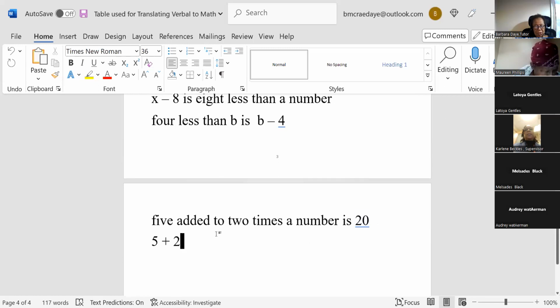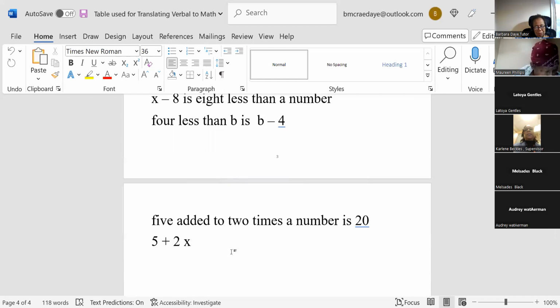Mercedes is working on this one. So she said 5, that's the 5, added, that's the plus, 2, what goes next, Mercedes? 2 times. The times sign is the sign for multiplication. So because you want to put multiplication, right? 2 times a number.